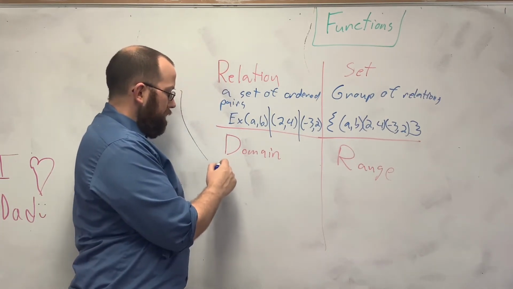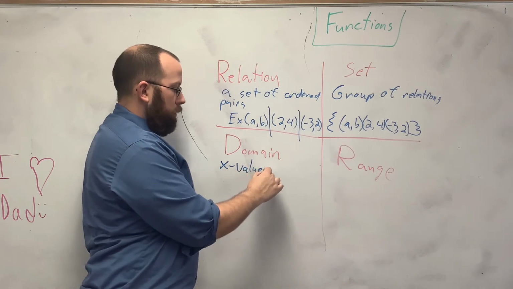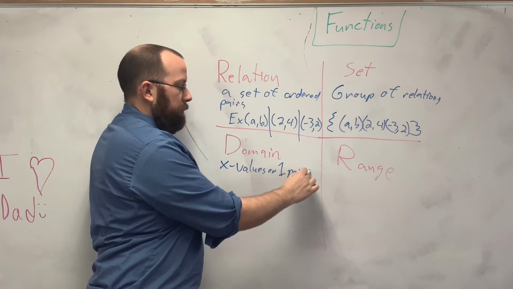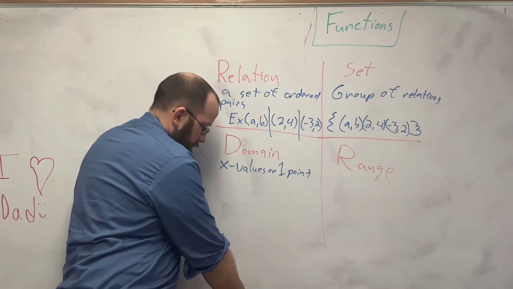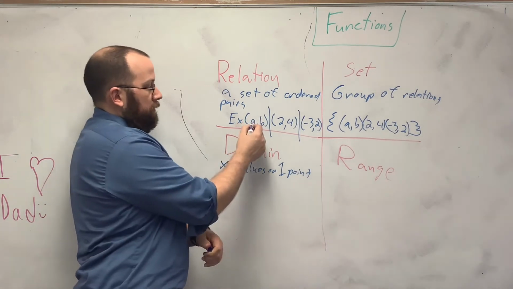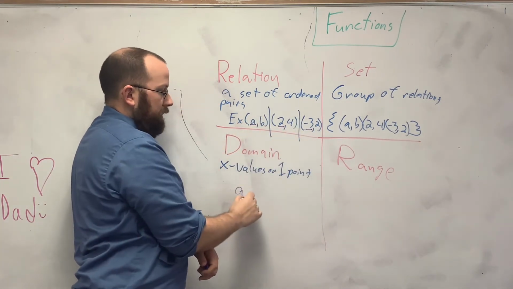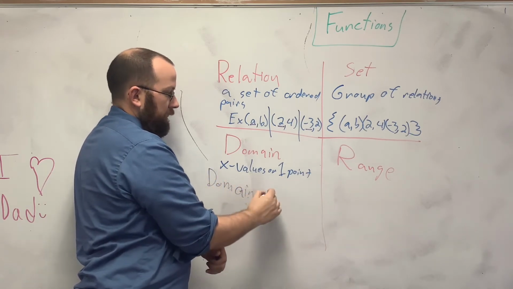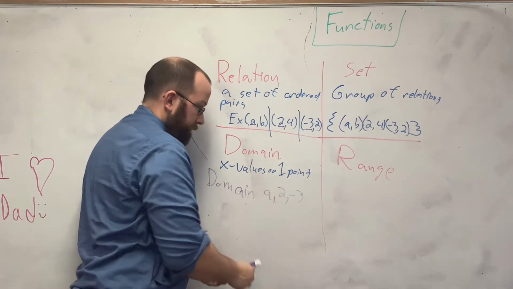A domain are the x values, or the first point in the pair. So domain, domain, domain. So my domain of this is A, 2, and -3.